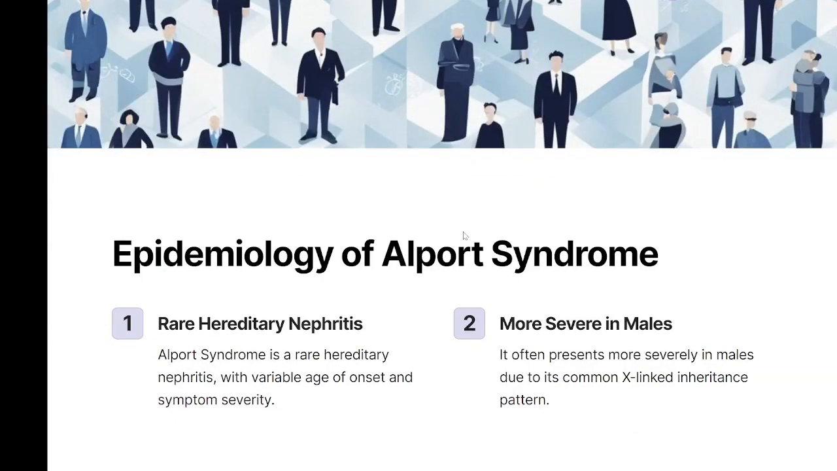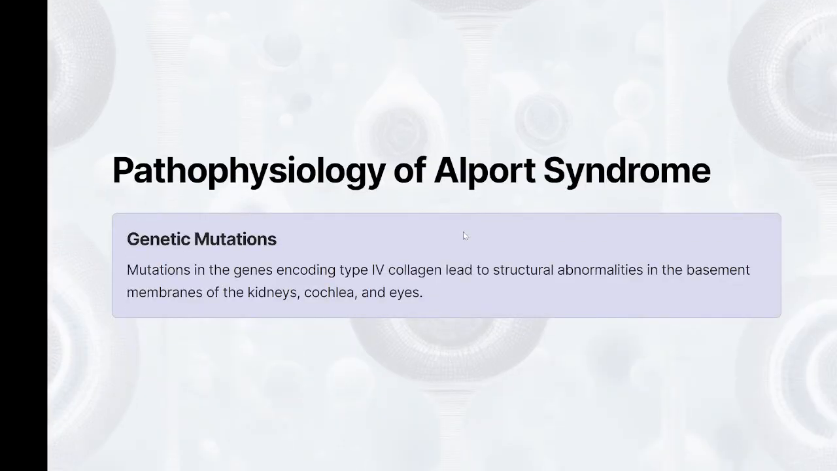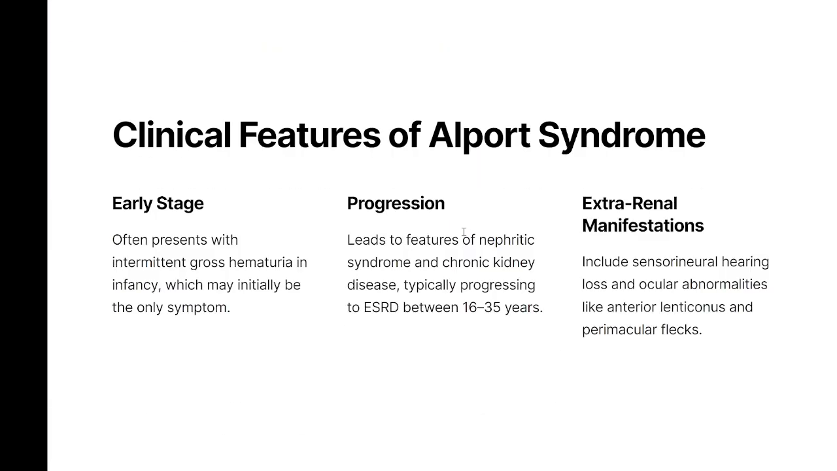Epidemiology. It's a rare hereditary nephritis with variable age of onset and symptom severity, often more severe in males due to its common X-linked inheritance pattern. In pathophysiology, mutations in the genes encoding type 4 collagen lead to structural abnormalities in the basement membranes of the kidneys, cochlea, and eyes, resulting in the clinical manifestations of Alport syndrome.